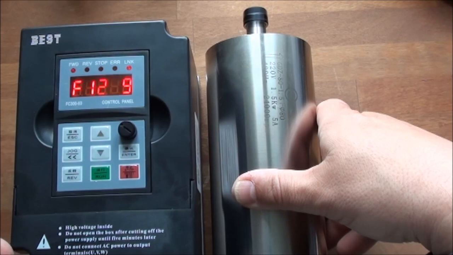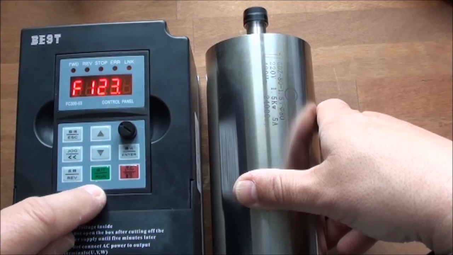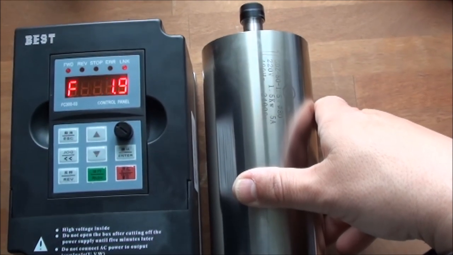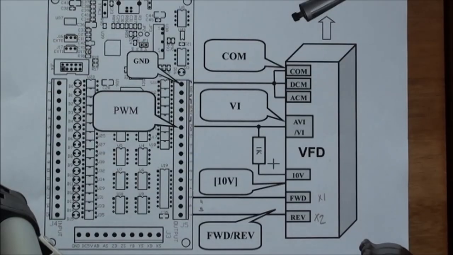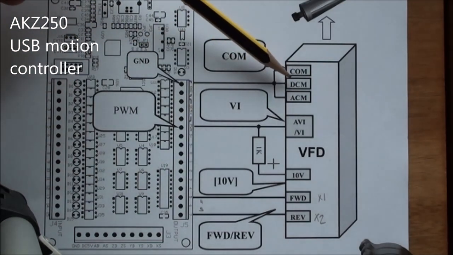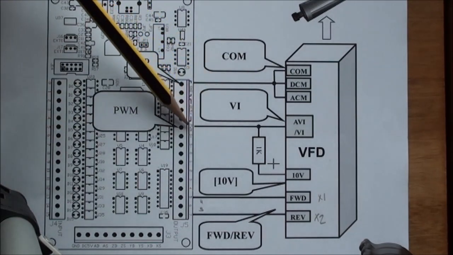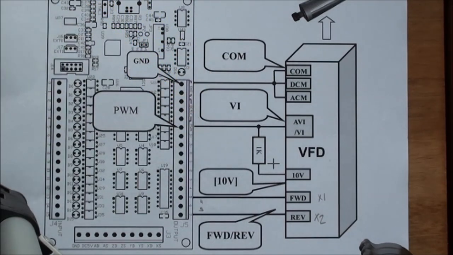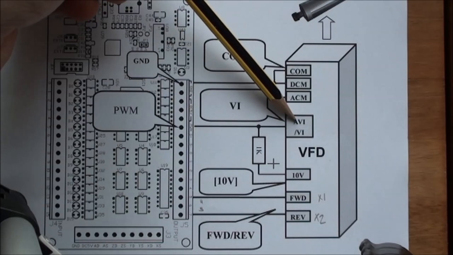So now I want to try to connect it to the breakout board, the USB breakout board, and see if I can control it from the computer. Yeah, so now I have connected the VFD, the frequency inverter, to the AKZ250 board, and I have basically connected the ground to the ground, and then the PWM output, which is pulse width modulation output, I connected that to the AVI input.